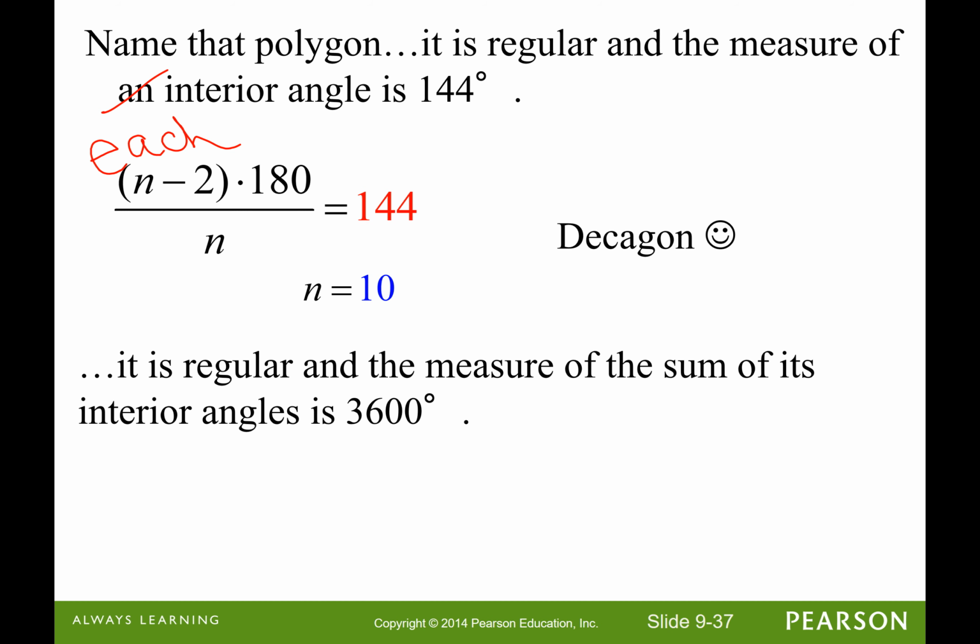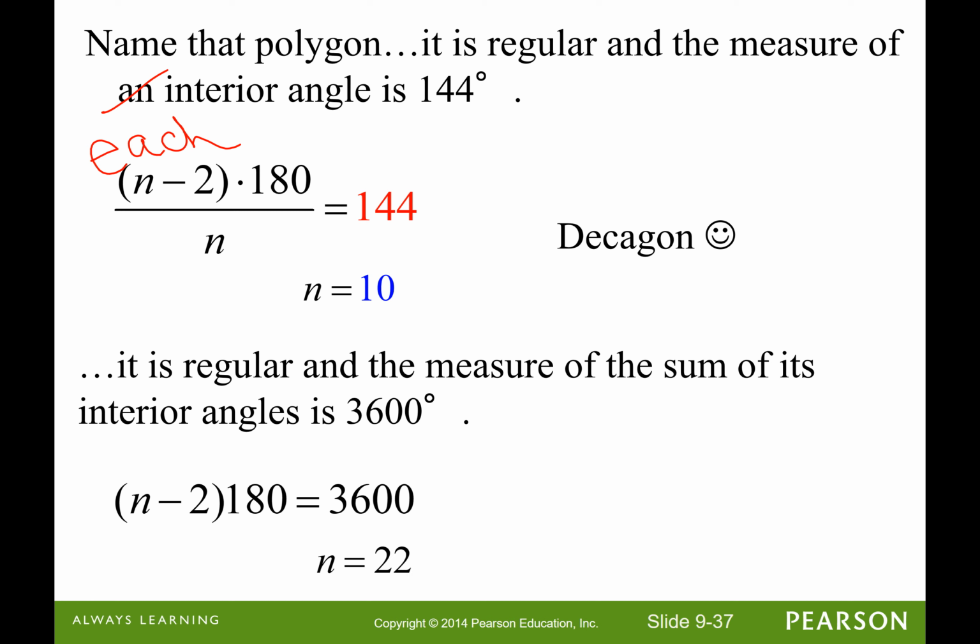All right, let's try again. Name that polygon. It is regular, and the measure of the sum of its interior angles is 3,600 degrees. One way to find the name of that polygon is to set your equation equal to 3,600. Notice we're not dividing by n this time.